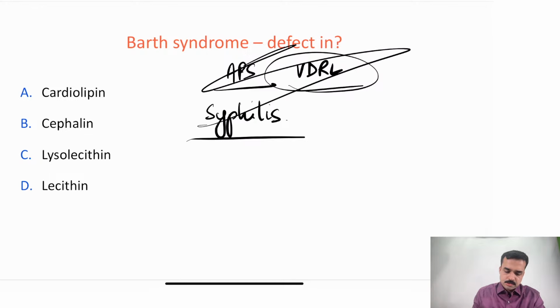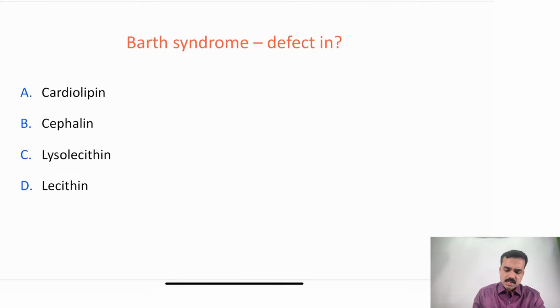I'm sorry. Yes. So one more question which was asked: Barth syndrome defect is seen in cardiolipin. It's actually the tafazzin protein, but cardiolipin is important for tafazzin functioning. And the other important points about cardiolipin include that anticardiolipin antibodies are important in antiphospholipid antibody syndrome, and it's also what is tested for in VDRL, right? So in VDRL, you test for anticardiolipin antibodies, and that's why you get a false positive VDRL test in patients with antiphospholipid antibodies.